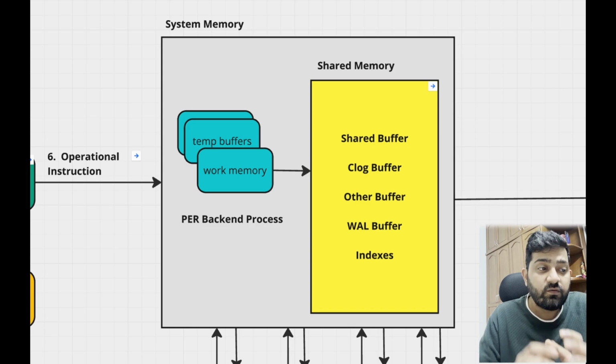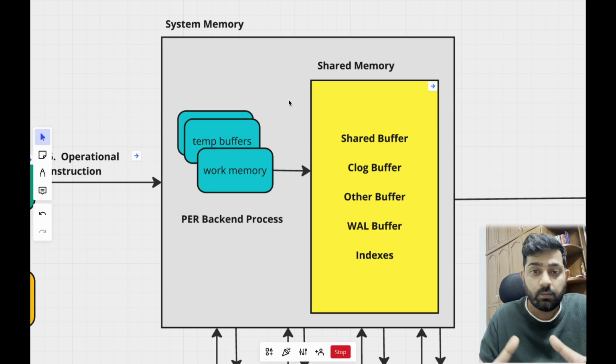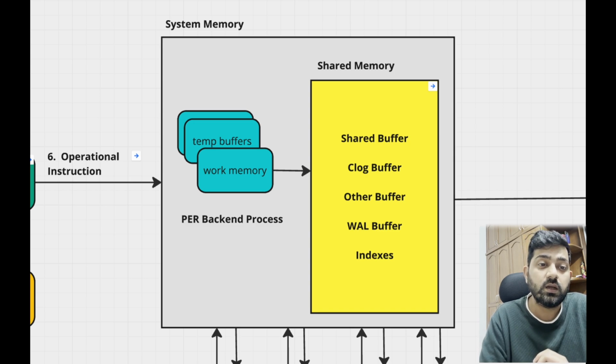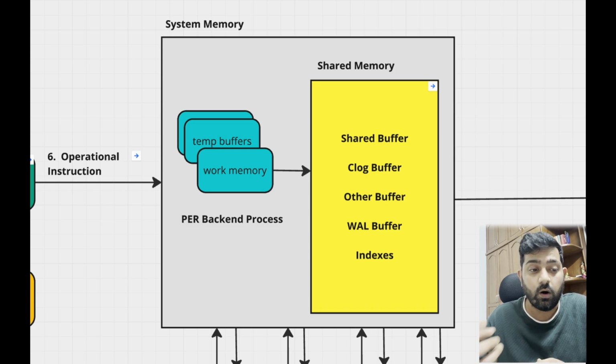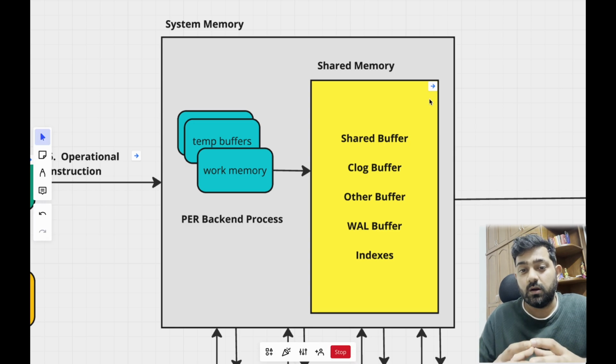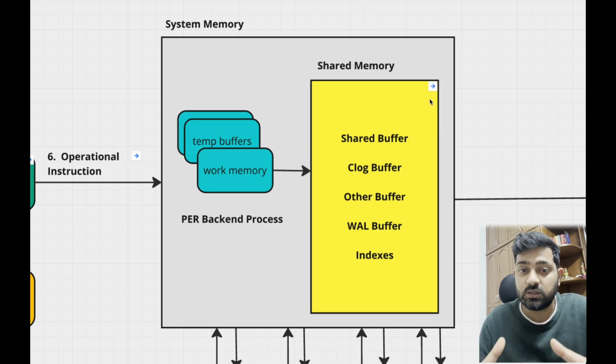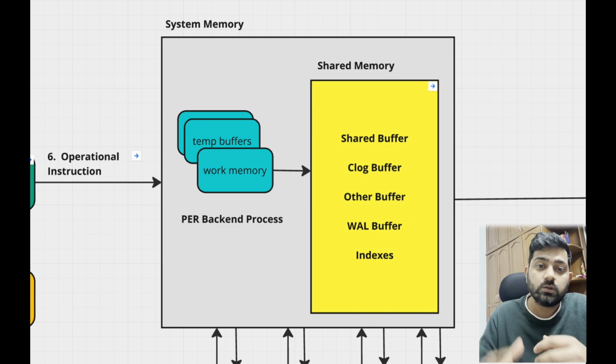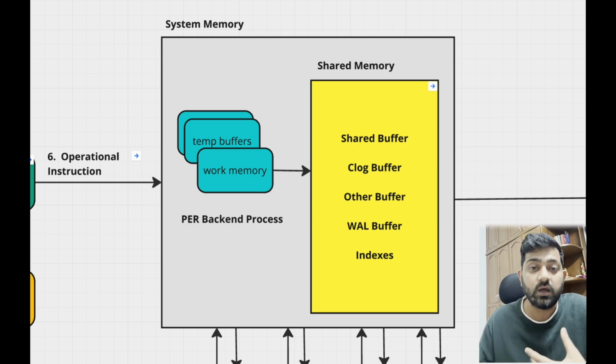Apart from the memory allocated to each backend process, the system memory also has a shared memory. This shared memory holds shared buffers, WAL buffers, indexes. The memory requirement for these types of operations is handled by shared memory, because it is common across all the backend processes and the background processes, hence it is called shared memory.